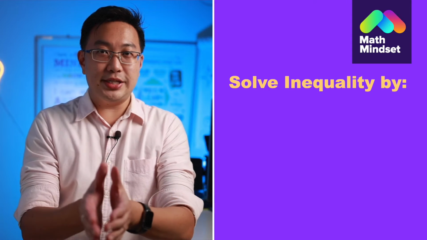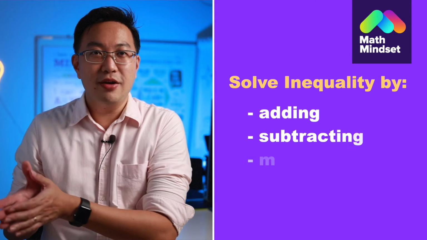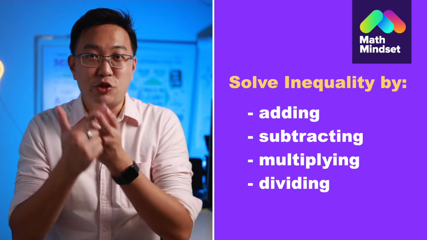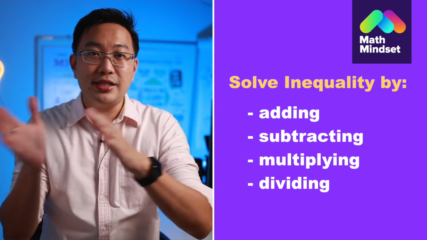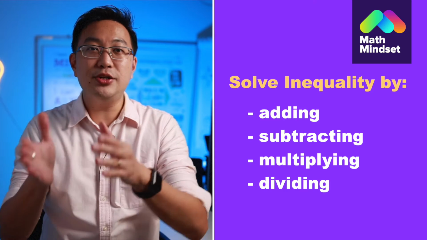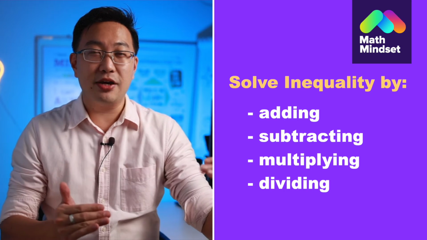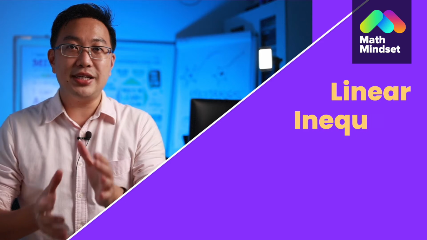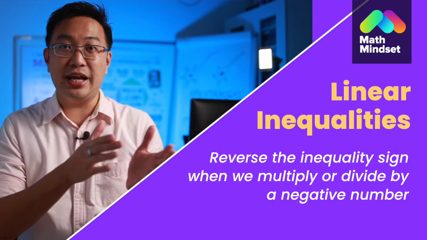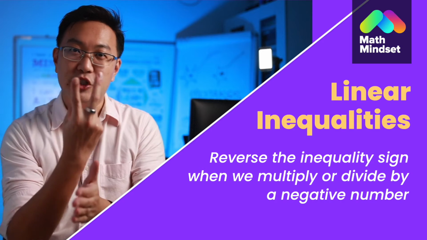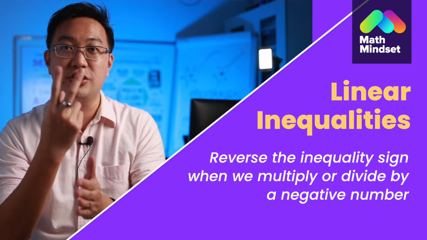For inequalities, we usually solve them by either adding, subtracting, multiplying or dividing both sides with the same value until you're left with just x or whatever is the unknown. But if we were to multiply or divide both sides by a negative number, we have to switch the sign. We have to swap the direction of the sign.